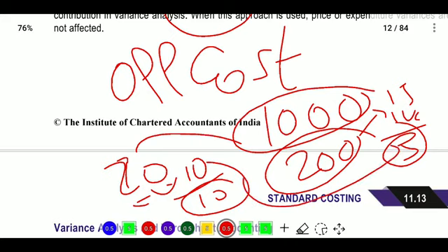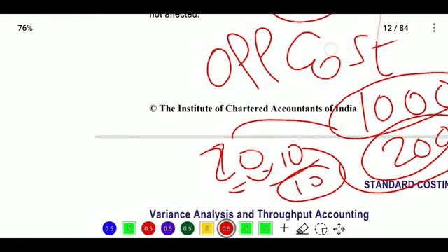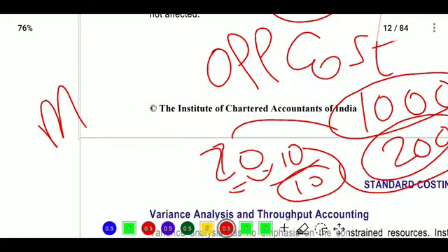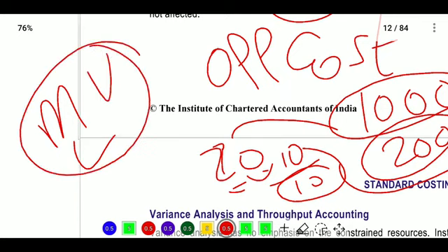So this is also considered where variance is there. We will not consider only material variance, not only labor variance, not only variable overheads. We also consider the lost contribution.